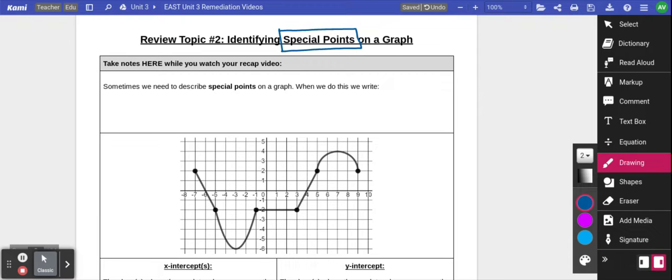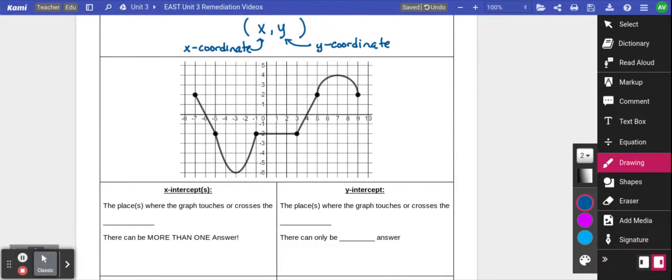When we do this, we use notation that looks like this. We're going to use parentheses x comma y, where this first number is always the x coordinate of the point, and the second number is always the y coordinate of the point. And we're going to use parentheses here because instead of identifying an interval, we are identifying a special point. So here are a few of the special points that you need to know how to find.